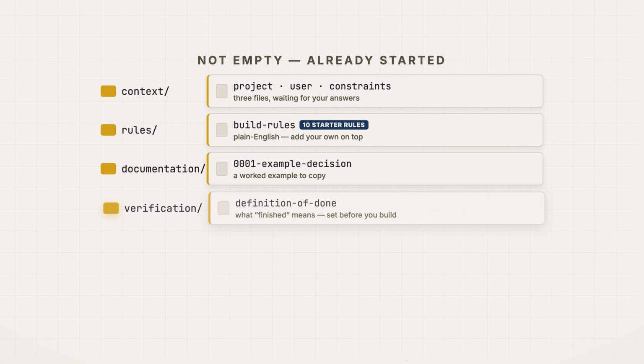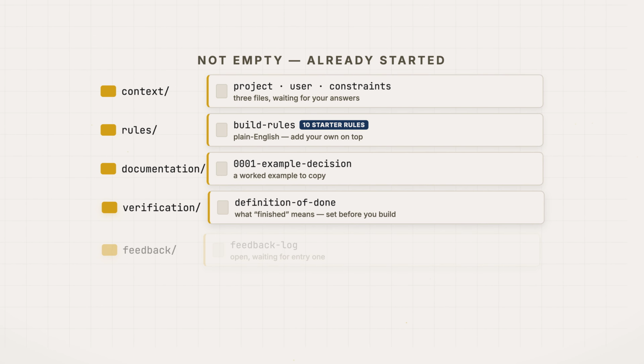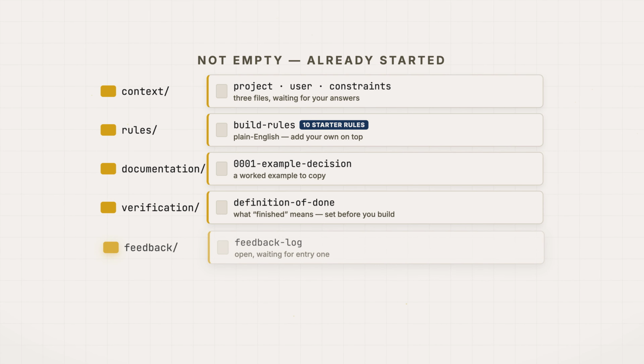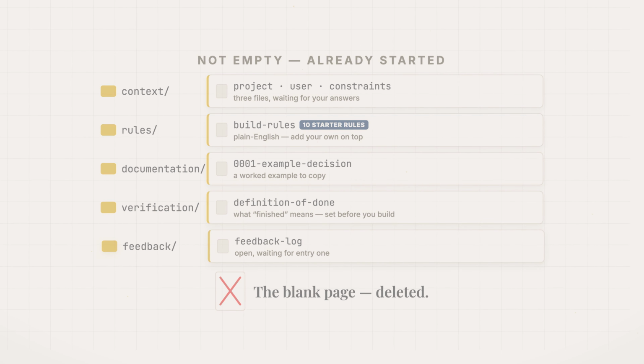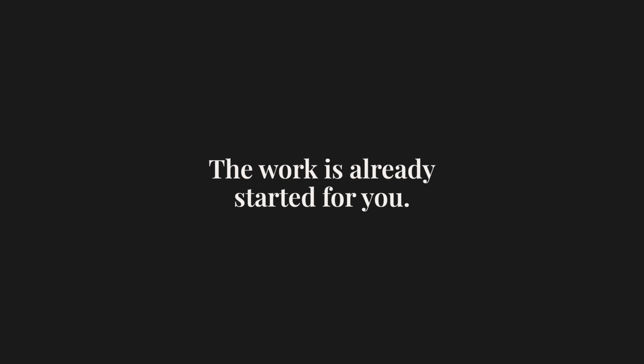Documentation has a worked example of a decision record, so you can see what one looks like before you write your own. Verification has a definition of done template, the place you write down what finished actually means before you build, instead of guessing after. And feedback has a log, open and waiting for the first thing you learn. The blank page is the hardest part of any build, and the Build Kit just deleted it.